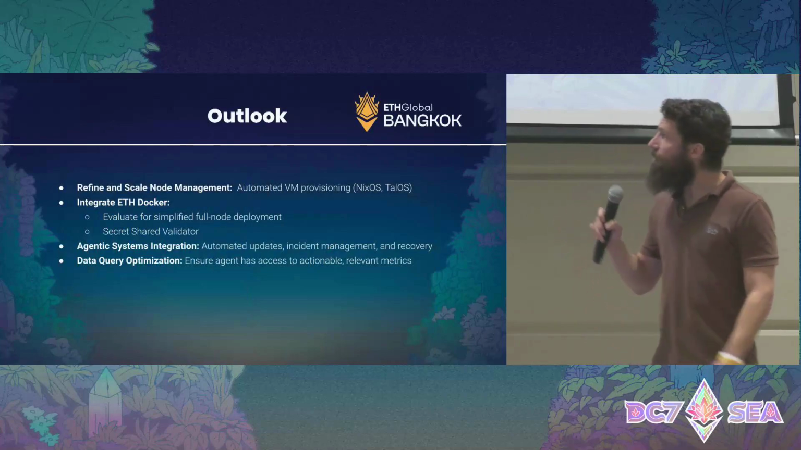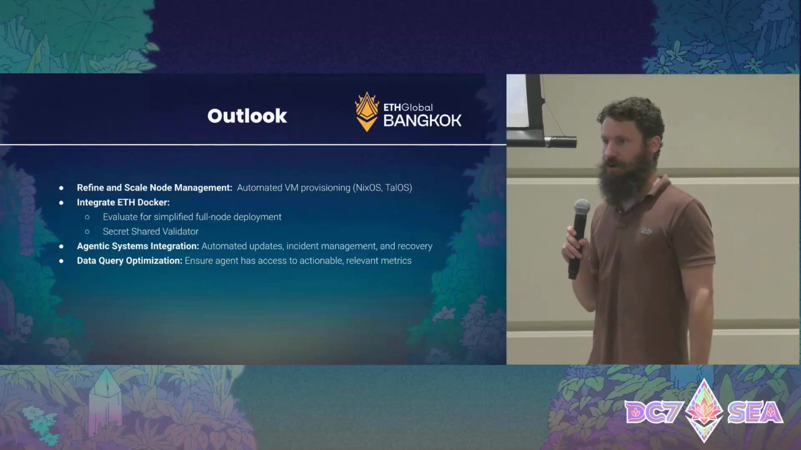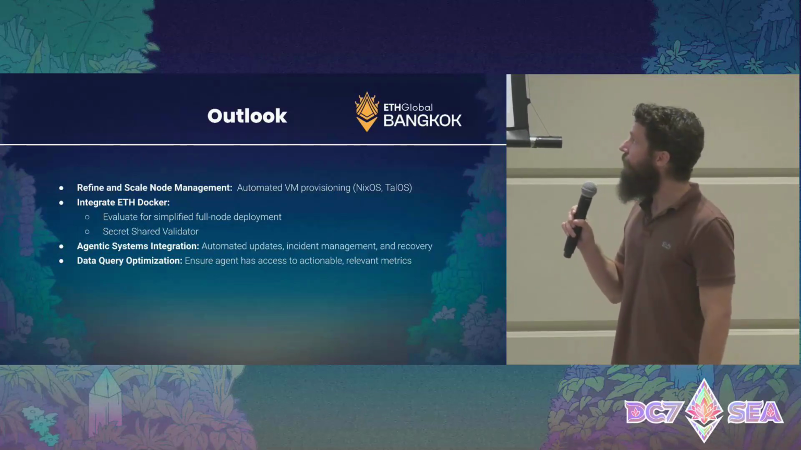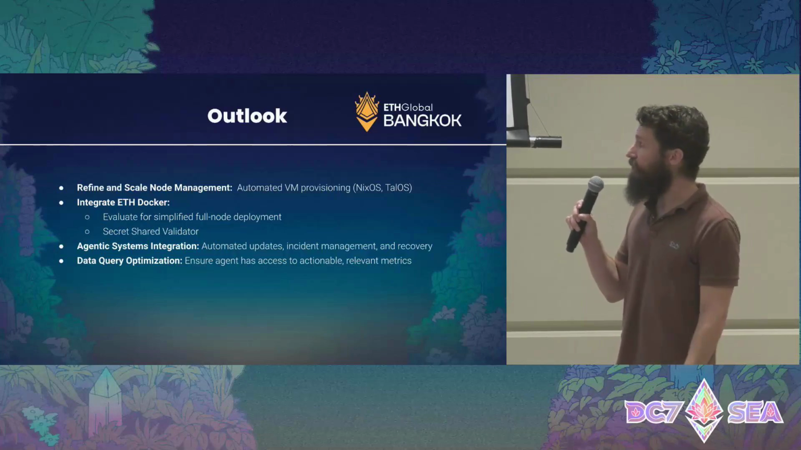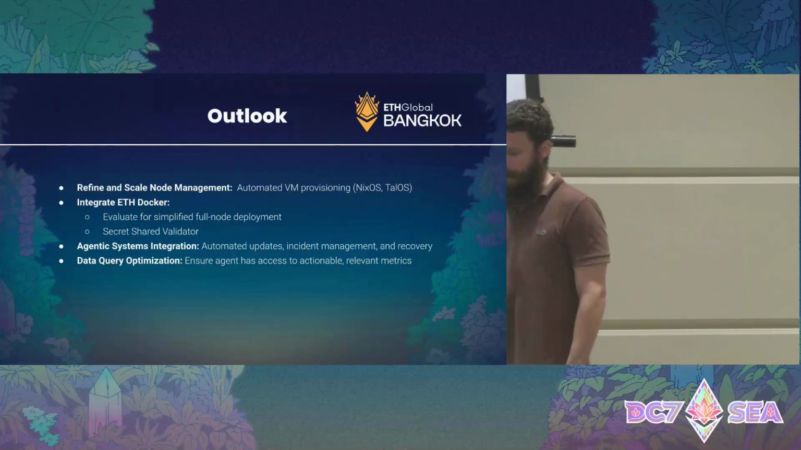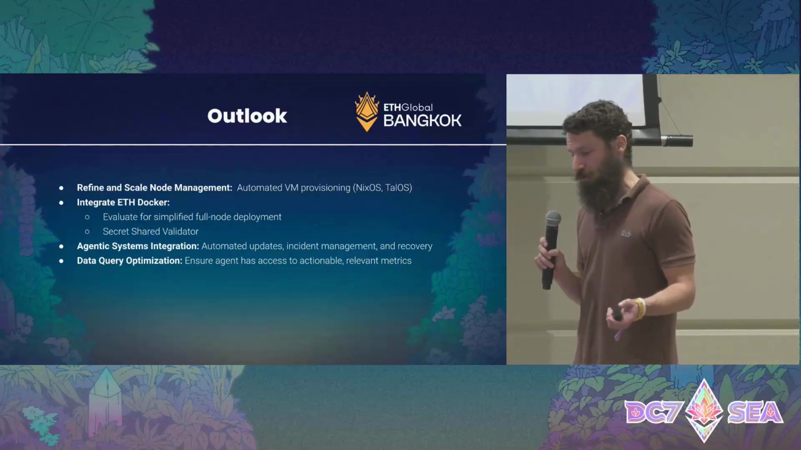So in terms of outlook, what I would like to do is refine and scale this node management. I now have an almost automated setup for the provisioning of my VMs. I would still need to switch to NixOS or Talos to have it fairly immutable and idempotent. Then I want to integrate ETH Docker. This is something that I simply didn't have enough time to properly look into.